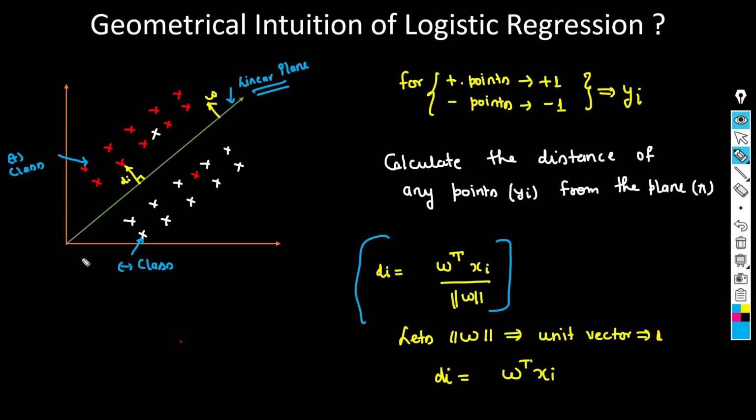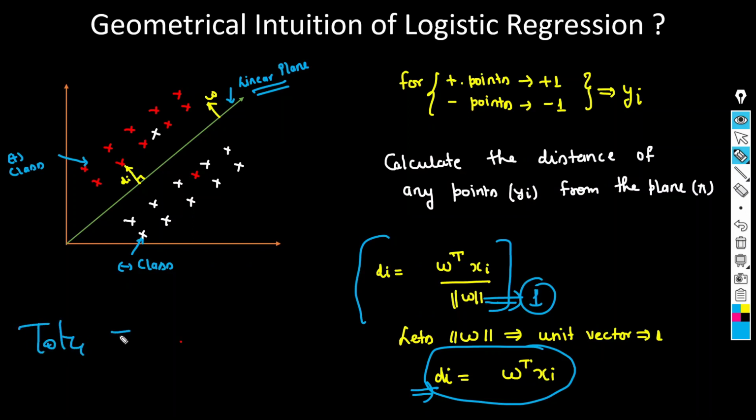If it is passing through the origin, the distance is w transpose xi divided by the absolute value of w, the magnitude of the vector. If it is a unit vector, then the magnitude of the vector would be equal to 1. So we can also write this equation as di equal to w transpose xi. This is your generic equation.